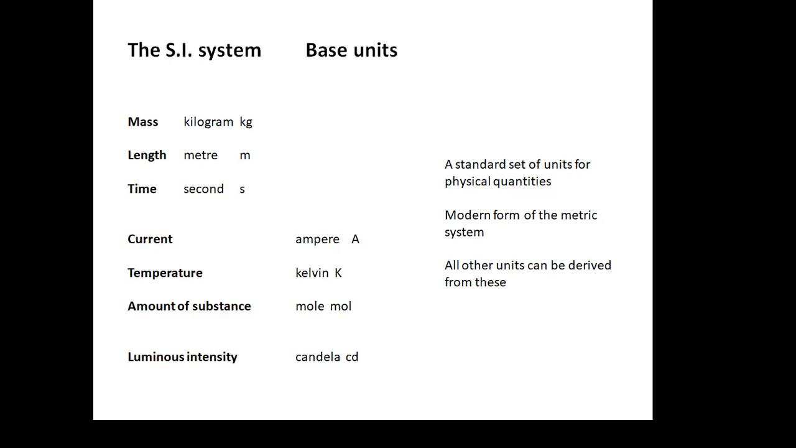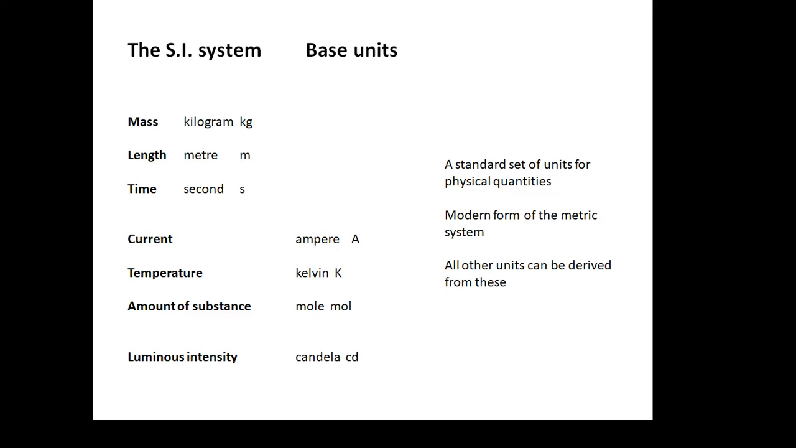In the SI system, which came from the metric system, which I believe started in France, we have base units. There are 7 base units. In mechanics, the important ones are mass, length and time. The unit of mass is the kilogram, not the gram, the kilogram. The unit of length is the meter. The unit of time is the second.